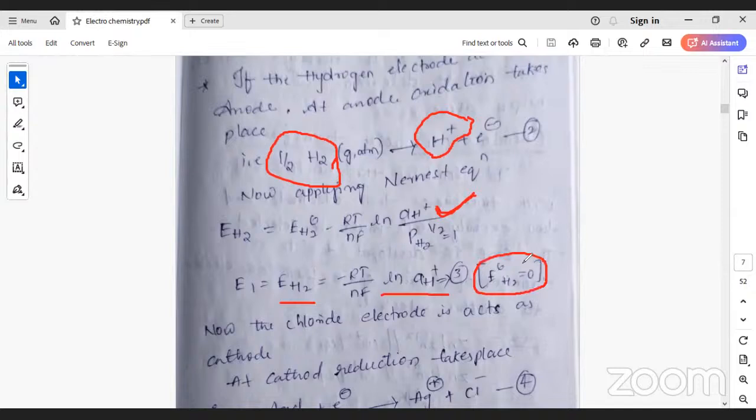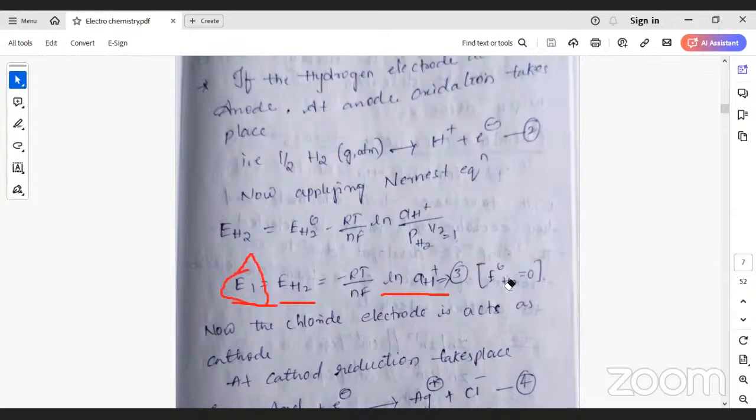E naught of H2 represents the standard reduction potential of the hydrogen electrode. The standard reduction potential of the hydrogen electrode becomes 0. So therefore, we'll get the E1 equation. This E of the hydrogen electrode means that is E1. E1 we are getting. Now the same concept is applied to the chloride electrode.